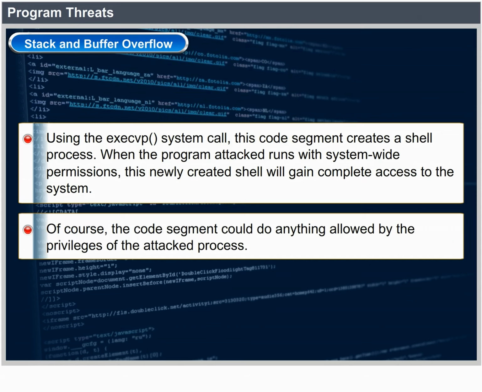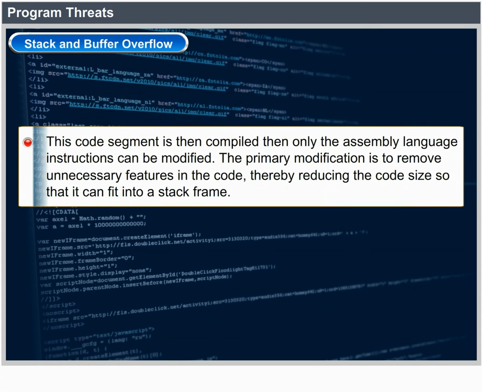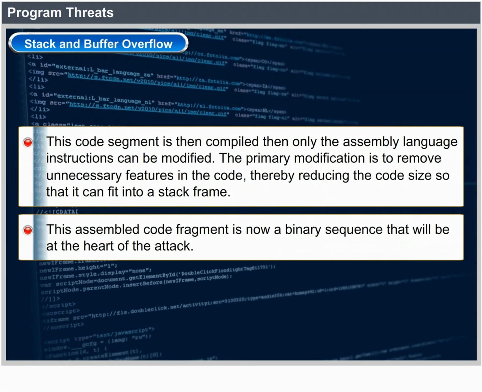This code segment is then compiled so that the assembly language instructions can be modified. The primary modification is to remove unnecessary features in the code, thereby reducing the code size so that it can fit into a stack frame. The assembled code fragment is now a binary sequence that will be at the heart of the attack.